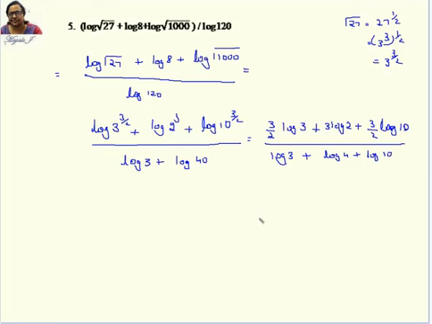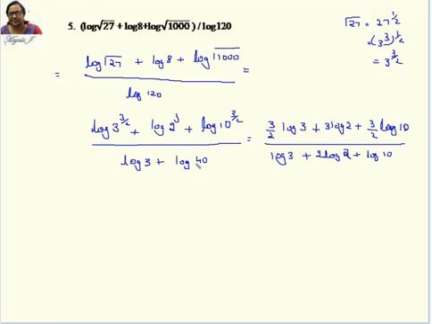Now this can be written as 2 log 2. I'm directly writing it. Log 4, instead of writing as log 4, I can write as 2 log 2. And this can be written as log 2 plus log 5. Are you clear with that?